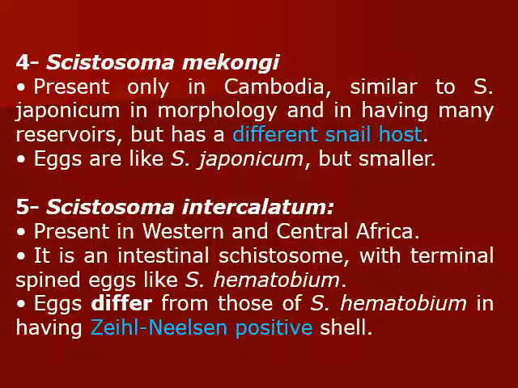Schistosoma intercalatum is an African type of schistosomes present in Western and Central Africa below the equator. It is an intestinal schistosome with terminal spined eggs like Schistosoma hematobium.